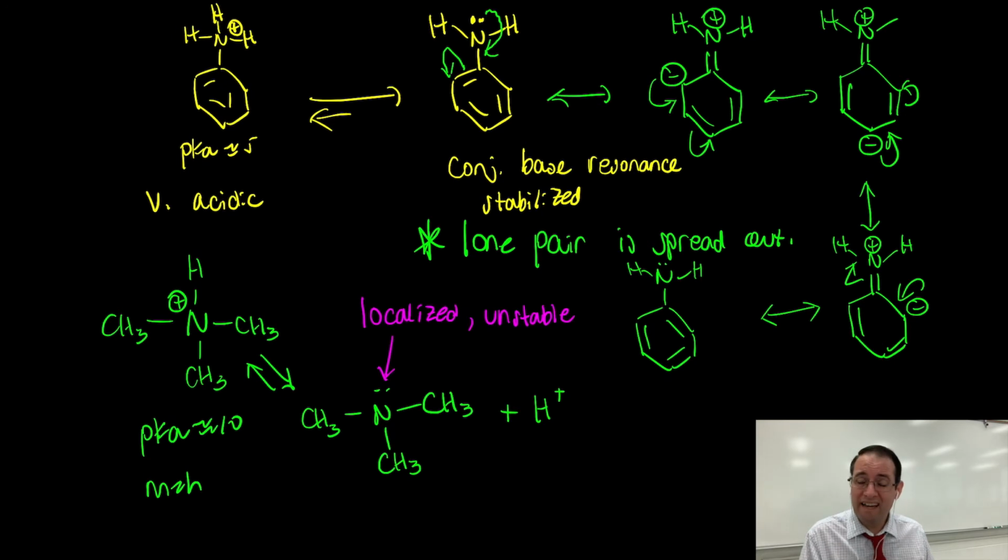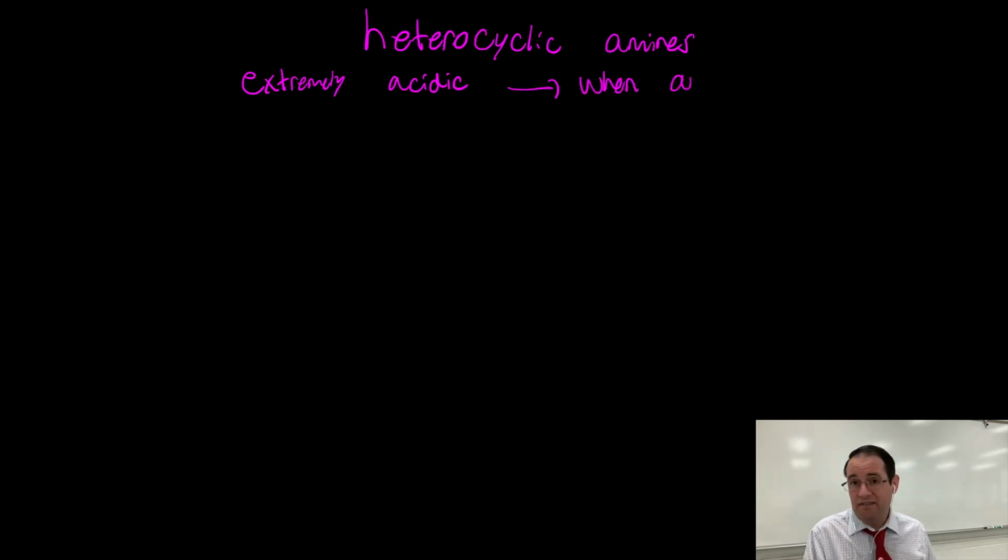So this is the reason why anilines are so much more acidic than normal amines. Of course, we're always talking about the conjugate acid, okay? The conjugate acid. Heterocyclic amines, okay, are going to be extremely acidic, here's the caveat, when you form an aromatic ring.